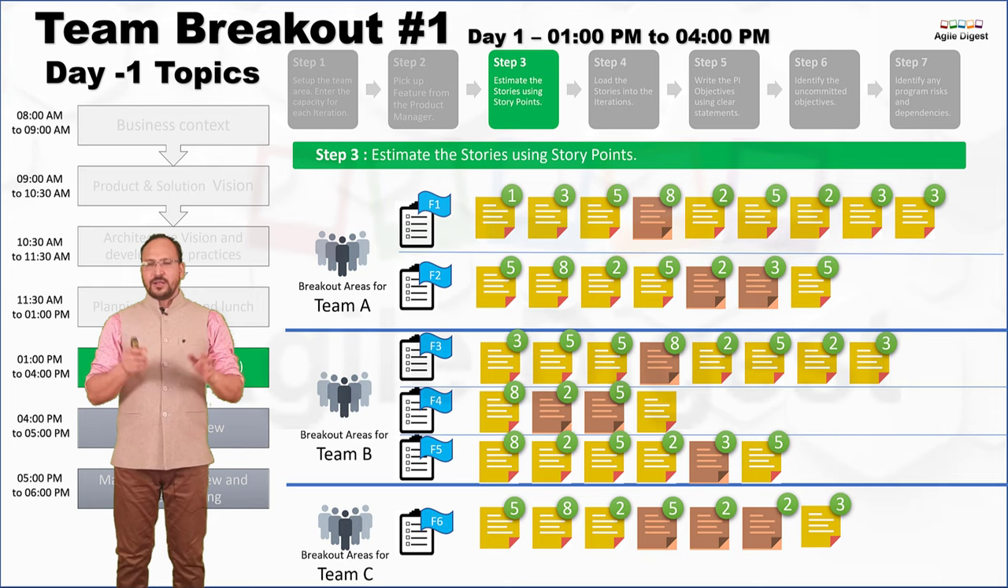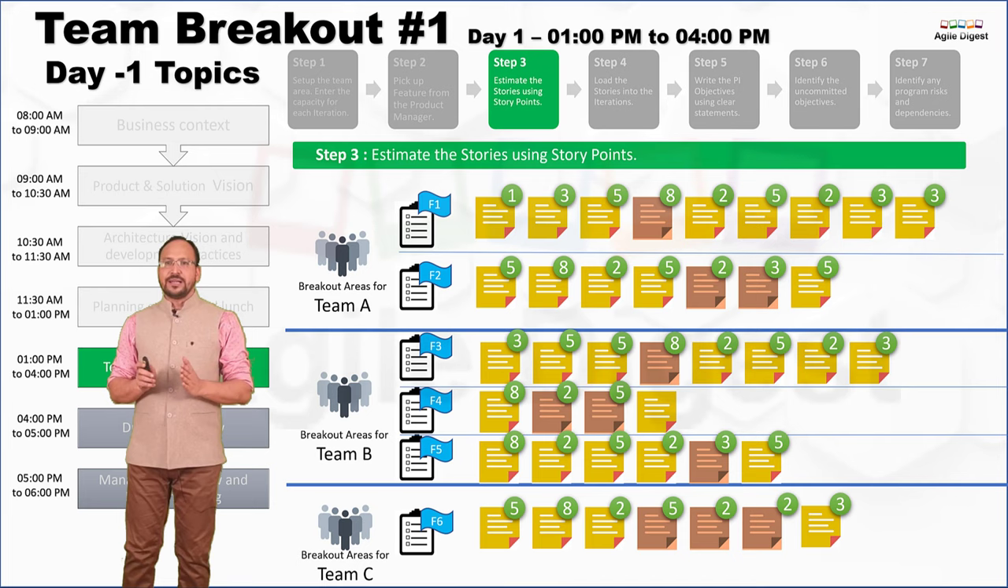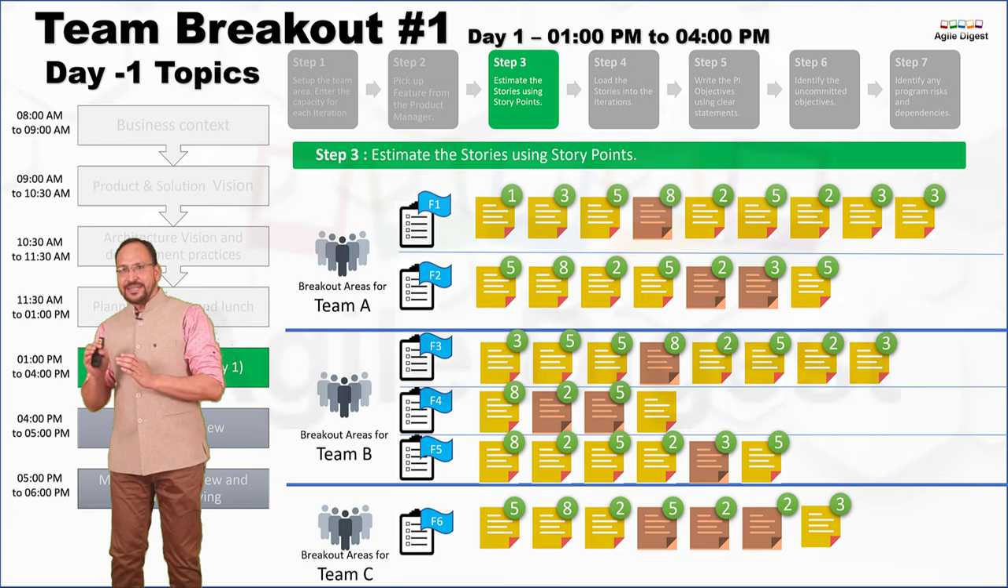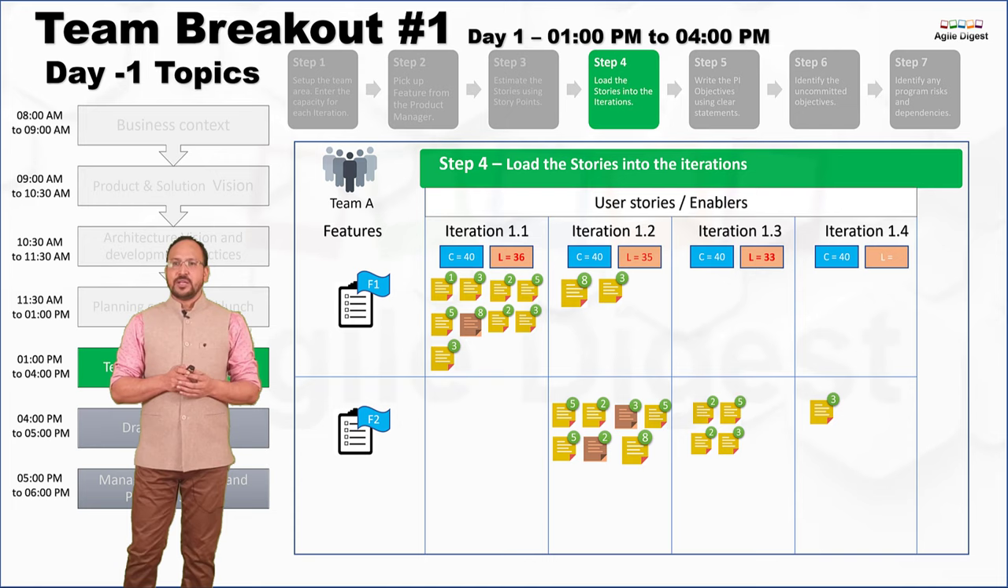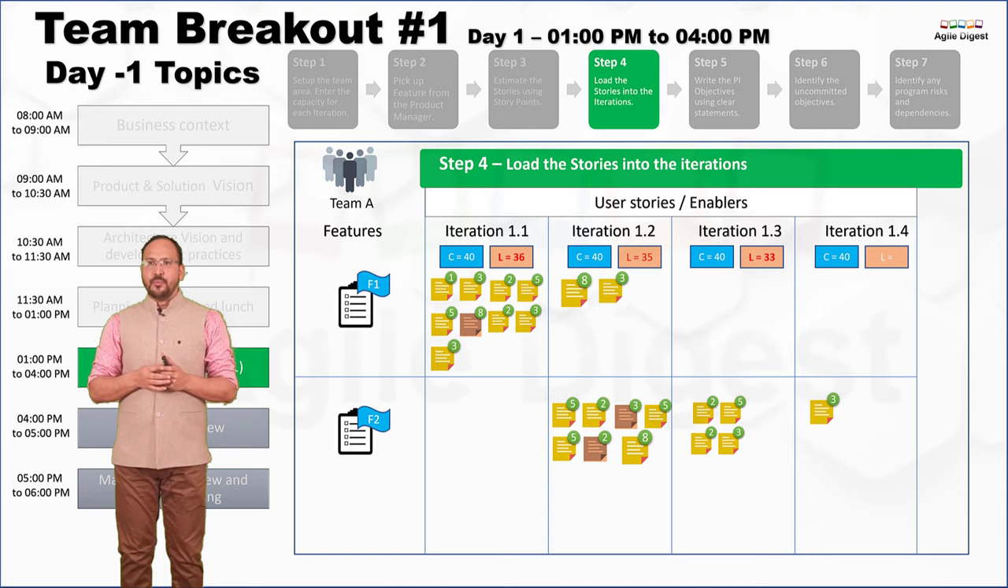Now, once we have broken down, in the sense as a team, the stories from the features and estimated them, it's time to put them into your iteration. So, how will you be putting them into your iteration? I'm just taking an example of team A. Feature one and feature two have these many user stories. They will put the stories in priority into the first iteration. Once the load becomes close to your capacity, they will not put any more stories in that iteration.